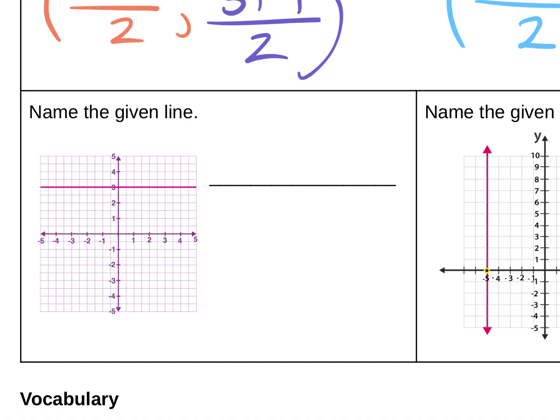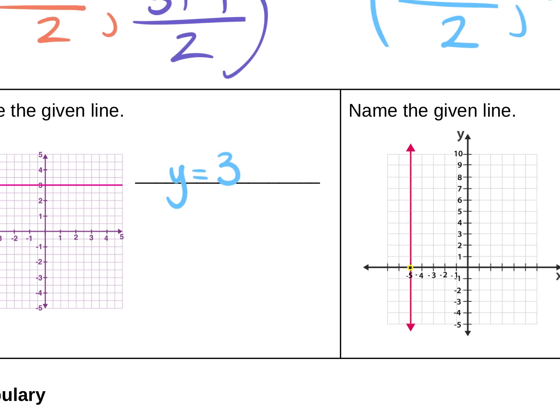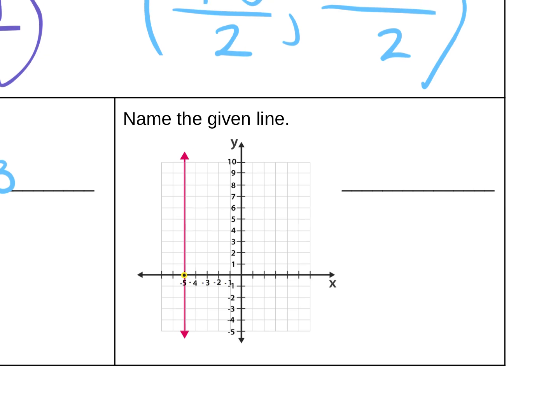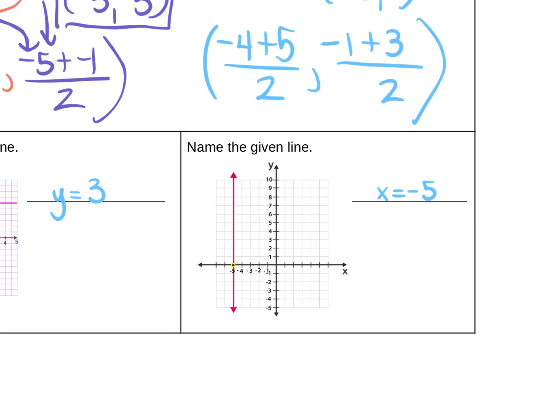Okay, last, we got to remember how we label horizontal and vertical lines. Gava, you got that one? Y=3. That's right. That is a horizontal line that goes right through the y-axis, so we call that one y=3. What about the next one? That's right. X equals -5. It is a vertical line that goes through the x-axis, so that is x equals -5.